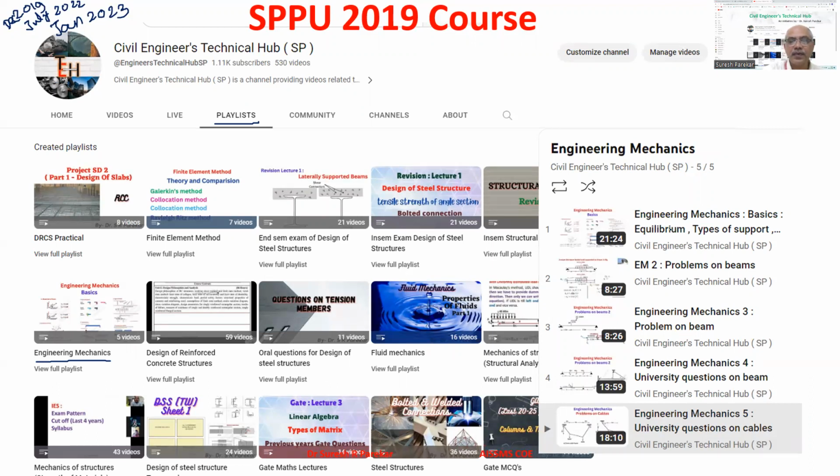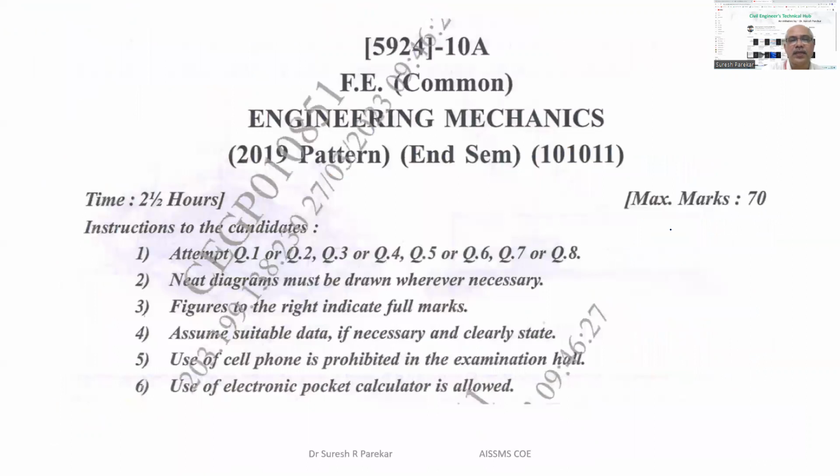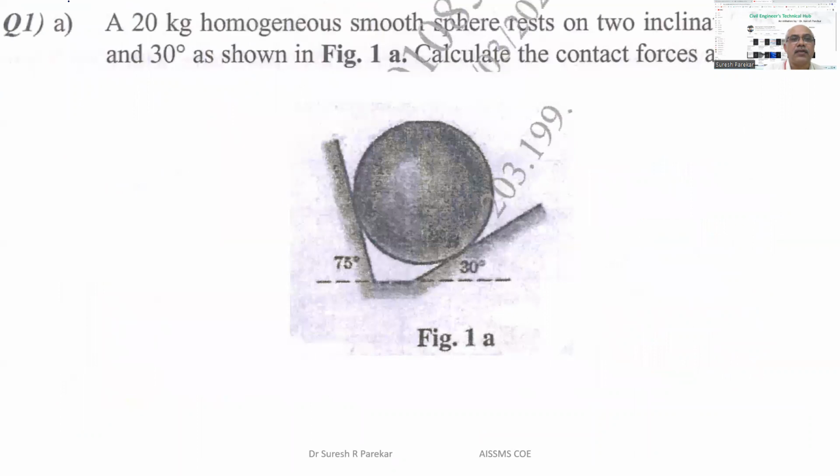So now we will go with the question, that is: a 20 kg homogeneous smooth sphere rests on two inclinations at 75 degree and 30 degree as shown in the figure. Calculate the contact forces at A and B. Already I have explained this.